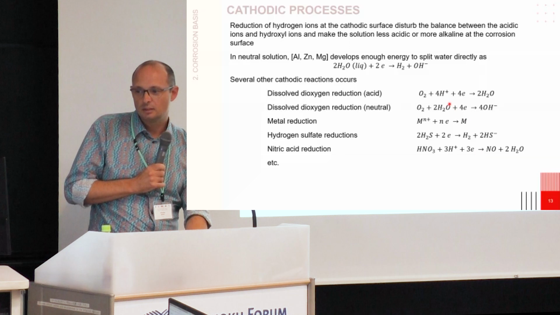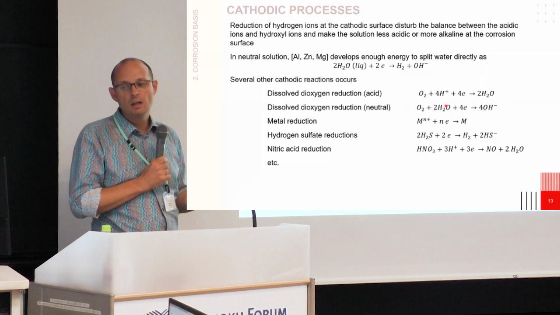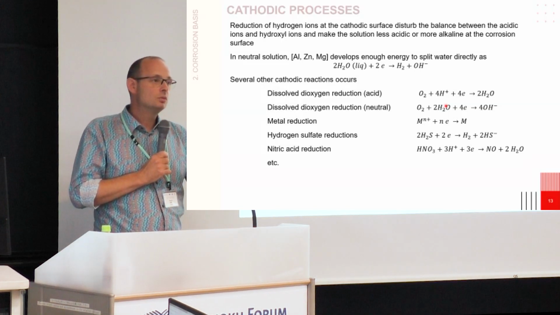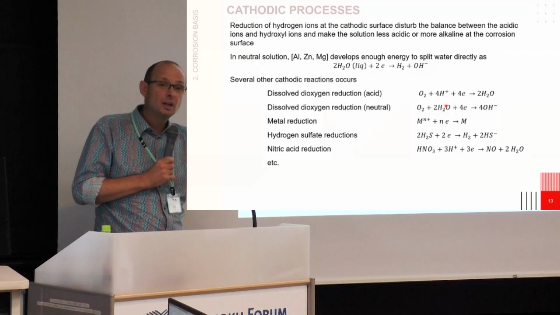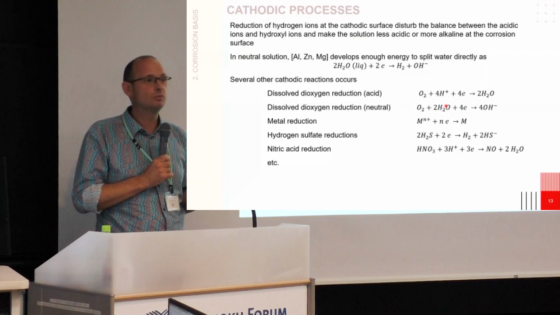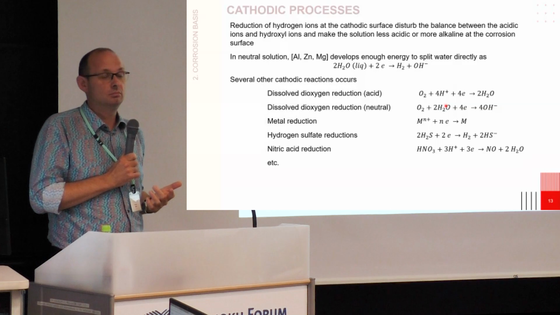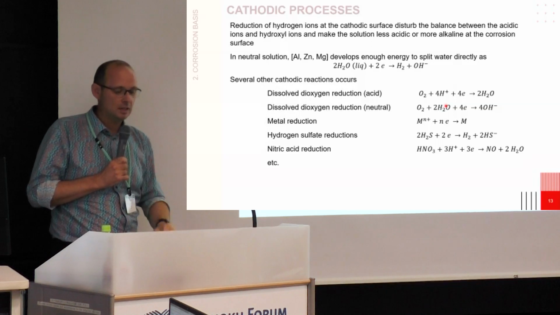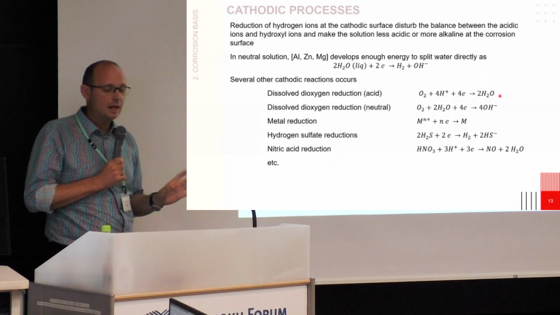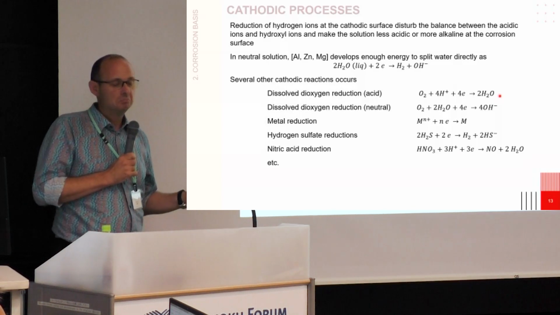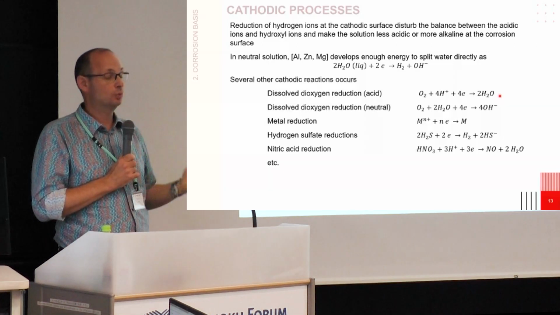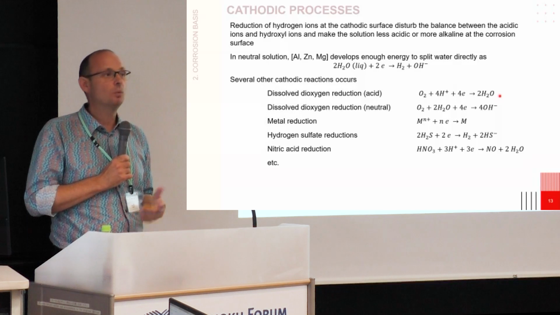The first one is dissolved oxygen. So there is dissolved oxygen in solution, no problem. But according to the pH of the solution, so now we need to introduce a new piece of information, which is the pH of the solution, so the quantity of acid available in the solution, two reactions can take place. Two different reactions can take place. The first one is this one. In acidic solution, if dissolved oxygen catches 4 electrons in the presence of a lot of protons, you will create water.